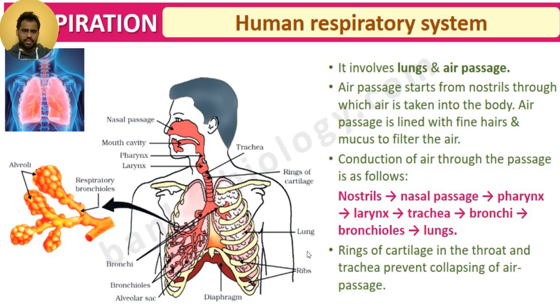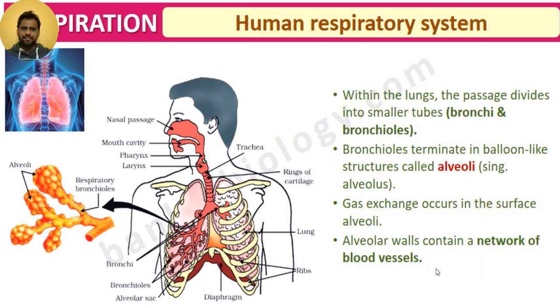Okay, pretty much. So what is the function of these rings of cartilage? What is the purpose of it? Rings of cartilage are present in the throat and the trachea. And what does it do? It prevents collapsing of the air passage. That is the function of the rings of cartilage in the trachea.